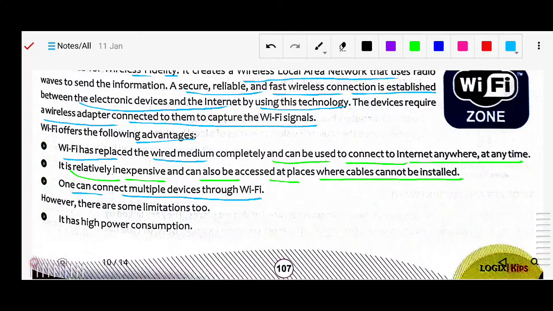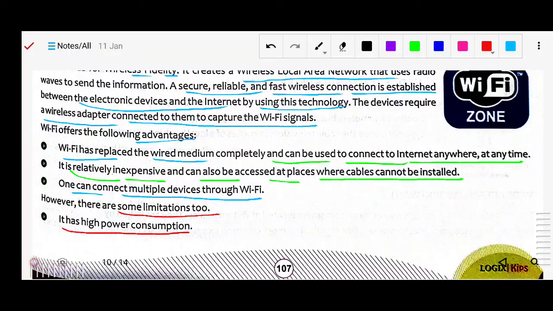Now there are some limitations also. So what are the limitations? It has high power consumption, and it is slower than the wired medium. The wired medium is faster, but the wireless medium is slower. The transmission breaks or slows down when there is noise interference. Sometimes if there is noise between the devices, your signals will break down.